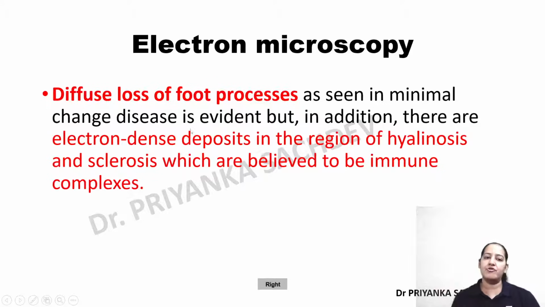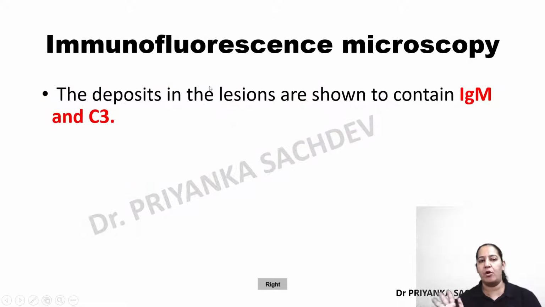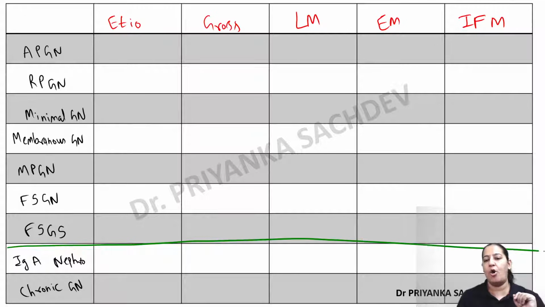Here on electron microscopy, again there is diffuse loss of foot processes, like MCD. That is the feature. Minimal change disease. It is not immune complexes. Immune complexes will not be there. And the composition is the same, IgG plus C3. So we are done till here. Till here we all are done.